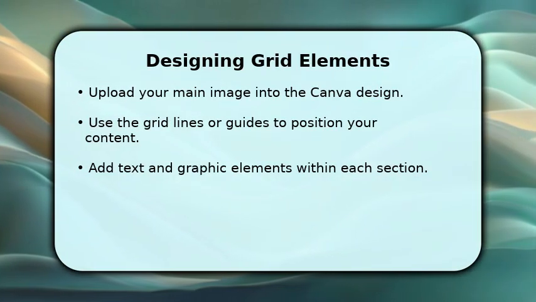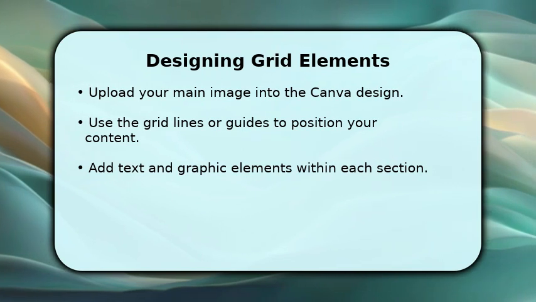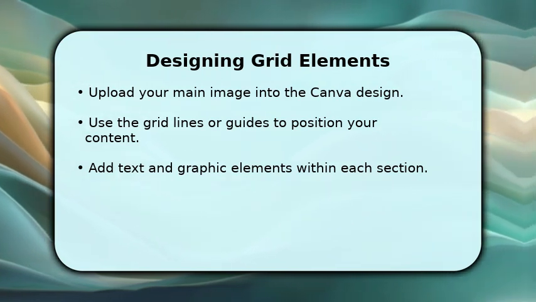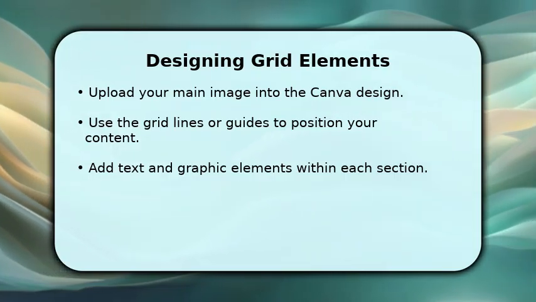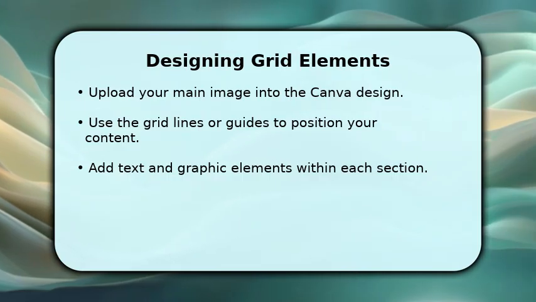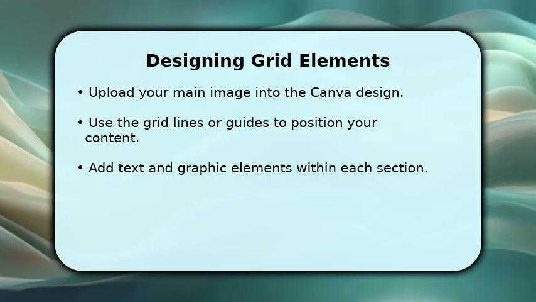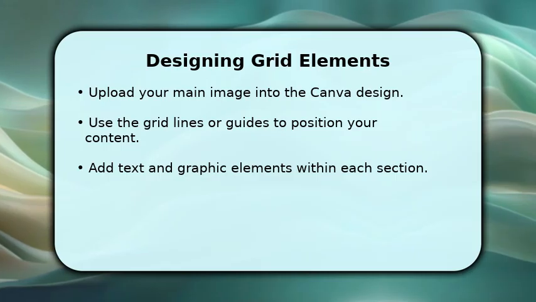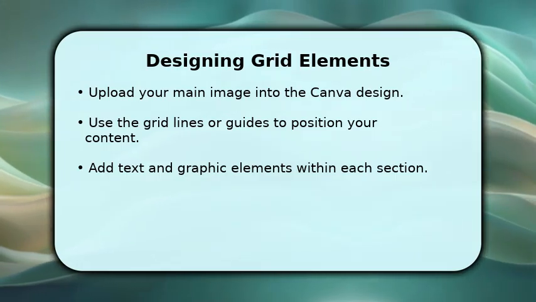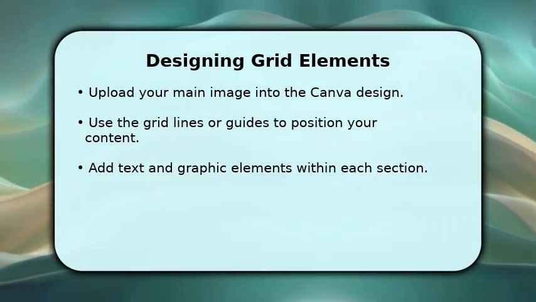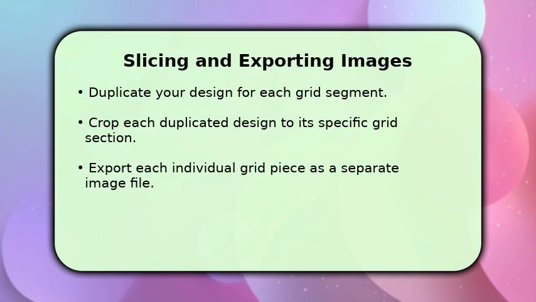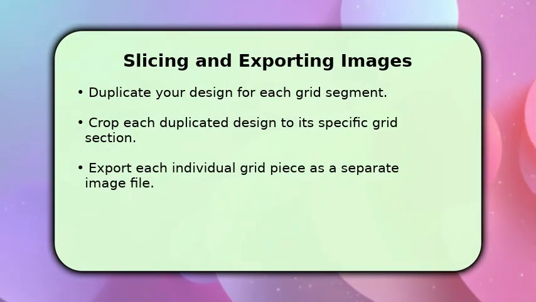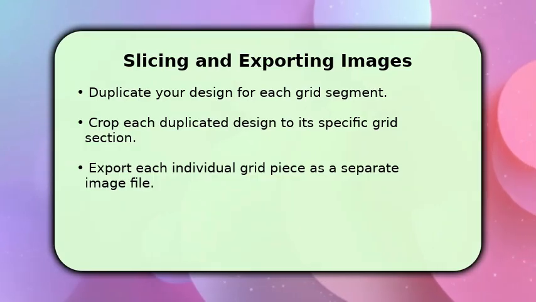Now, upload the large image you want to split into your Canva workspace. Carefully align your image using Canva's grid lines or by adding custom guides to mark your divisions. This helps ensure everything lines up perfectly. Then, add any text, logos, or other graphic elements you want to appear within each individual grid section, keeping the overall flow in mind.